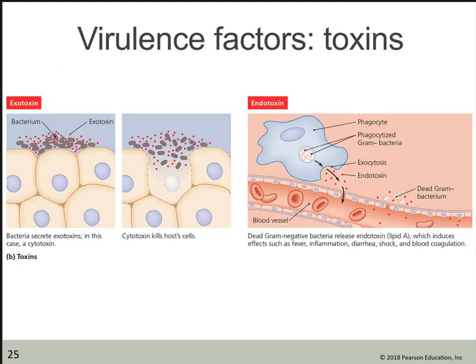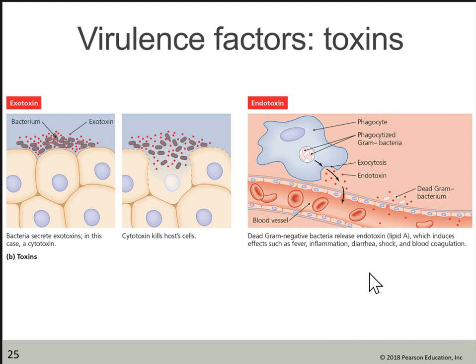Then there are toxins. Toxins can also be secreted from the microbe. So here we have an exotoxin that's secreted away from the bacteria, like those extracellular enzymes. In this particular case, this exotoxin kills the host cell. So in this case, we have a cytotoxin, toxin referring to the fact that it's killing, and cyto referring to the fact that it's killing a cell.